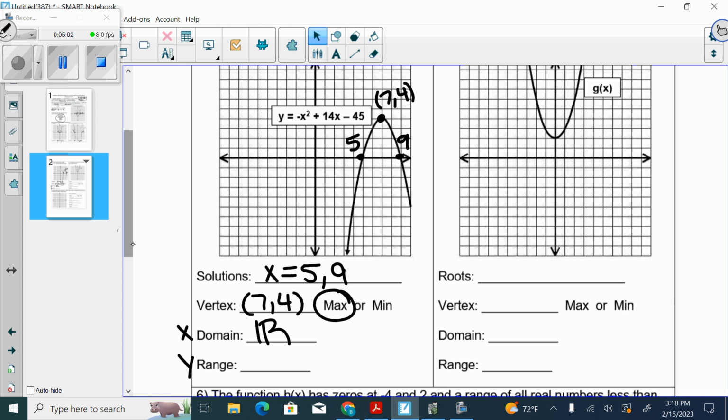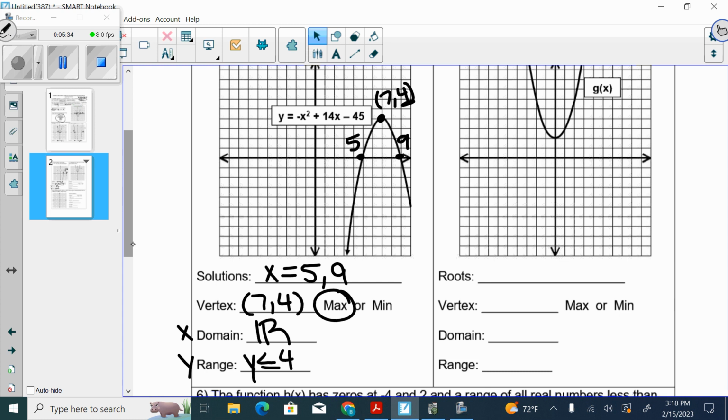All right, my range. Is this graph ever going to stop going down according to the arrows? No. But does it go up forever? No. What was the highest point it went to? 7, right? Oh, sorry, 4. The y is the up part. So the 4. Now, do things get bigger or smaller as we go down? Smaller. So I would say y is less than or equal to that 4.